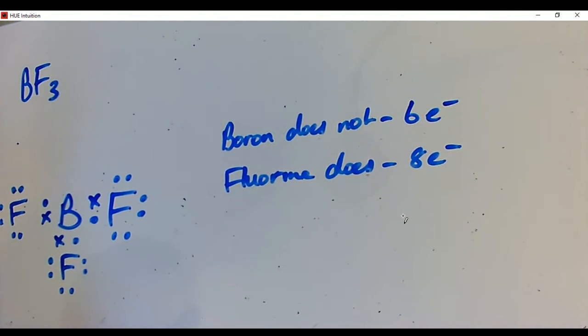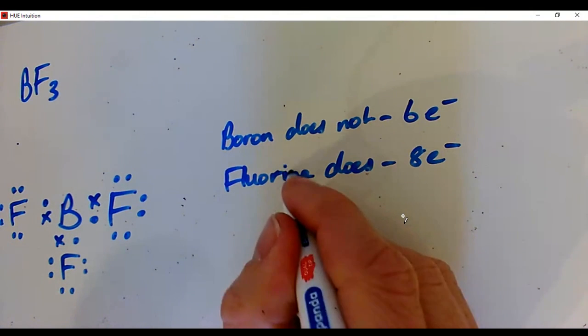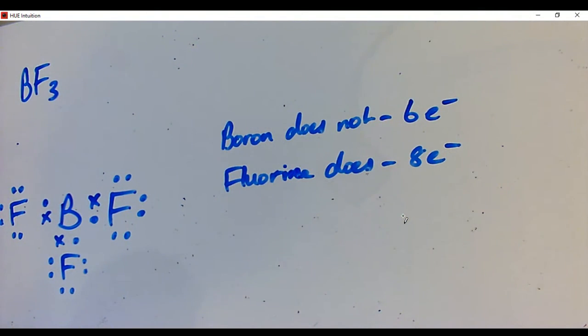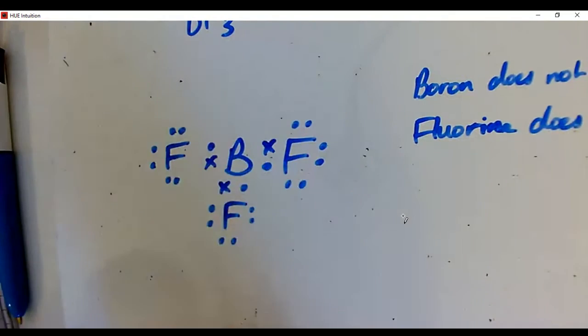Okay, so in terms of obeying the octet rule, boron does not. It only has 6 electrons in its outer shell. The fluorine does because it has 8 electrons in its outer shell. Right, so your next task, go back to the notes, is if you turn over to page 9, you will see that there are some diagrams to draw there, and you have to explain whether the octet rule is obeyed in each case.